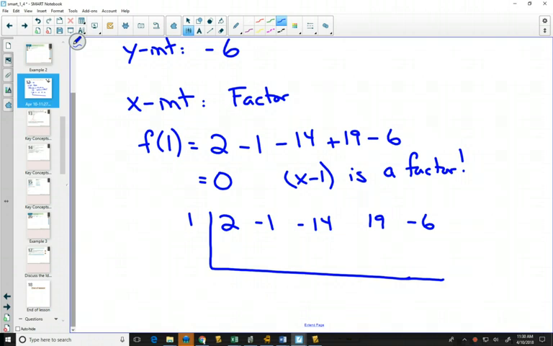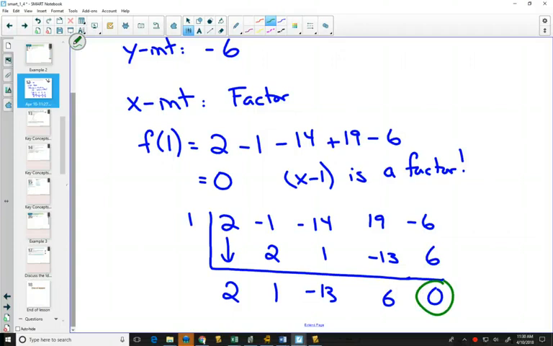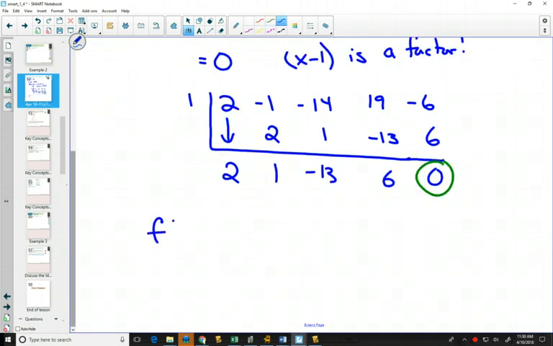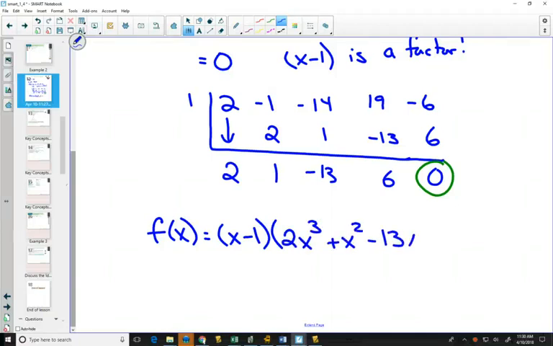So synthetic division: bring down the 2. Multiply 1 times 2 and add. Multiply and add. Multiply and add. Multiply and add. And if everything works out, because you said it's a factor, you should get a remainder of 0. So that means that f of x, our original function, is equal to x minus 1 was the factor. Here we're writing our division statement, and we get 2x cubed plus x squared minus 13x plus 6.